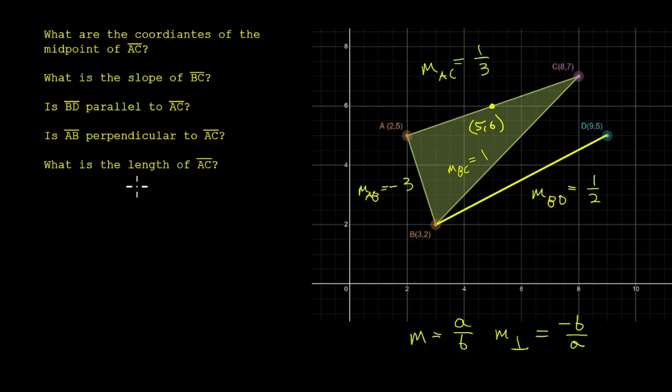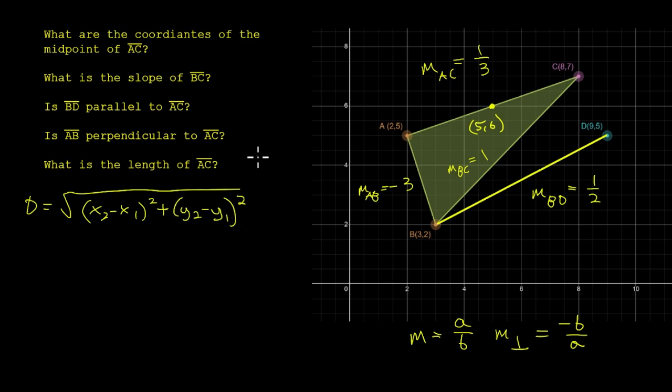Now the last thing we're going to do is find the length of AC. We're going to find the length of AC here, and we're going to use the distance formula. The distance formula is the square root of (x2 minus x1) squared plus (y2 minus y1) squared. Now you might be looking at it thinking, that looks a lot like the Pythagorean Theorem. And if that is what you're thinking, you are correct.